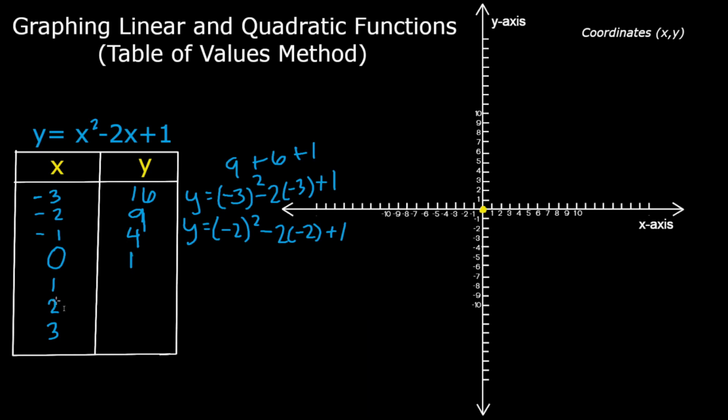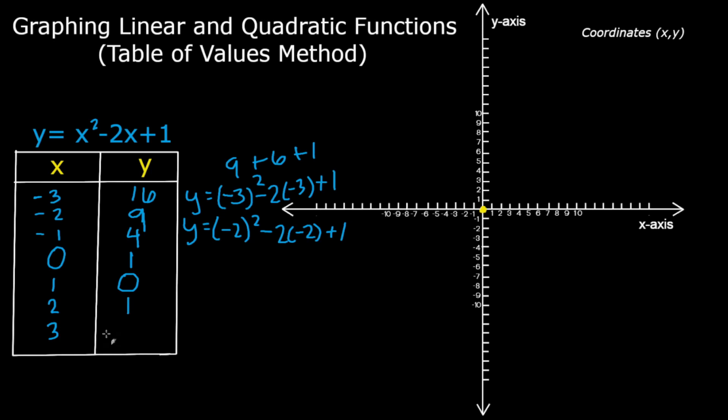So, proceed na tayo dito. So, we have y equals 1 squared minus 2 times 1 plus 1. So, simplify natin, 1 minus 2 plus 1. So, magiging 0 lang yung y. Okay? Okay, next. So, 2. So, y equals 2 squared minus 2 times 2 plus 1. Again, 4 to, and then minus 4 plus 1. Ito, magiging 0 lang din. So, ang y is 1. Okay?